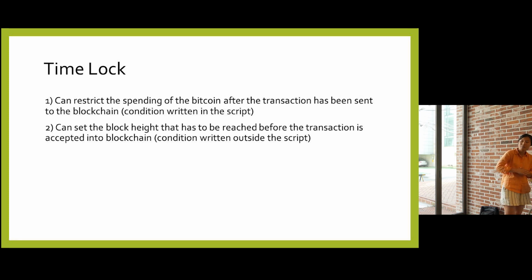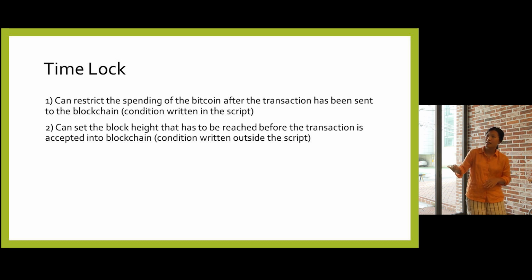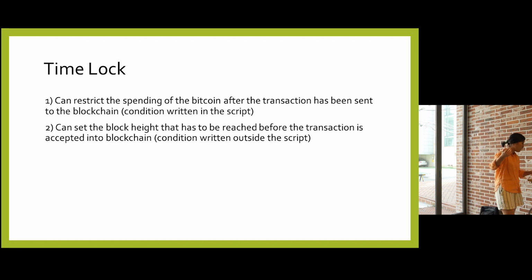Alright. Time lock, very simple idea. I myself don't understand the details about this, but what I've figured out is that there are two types of time lock, and literally by time it means some time is required before you can actually spend the money. But it's not actually time, it's block height, how many blocks get counted in the blockchain. So the first category is a lock that can restrict the spending of the Bitcoin after the transaction has been sent into the blockchain. So let's say, as an example, 7 blocks have to be created before you can actually spend this Bitcoin.